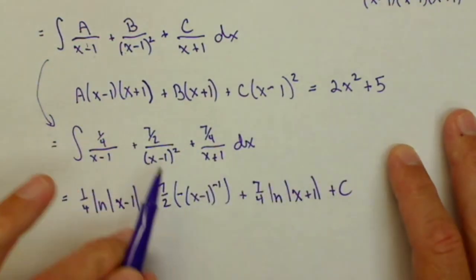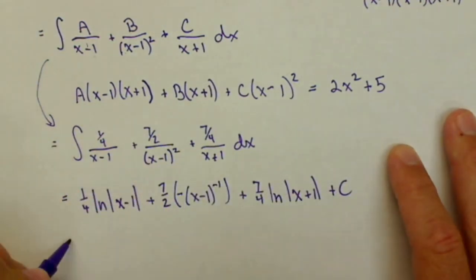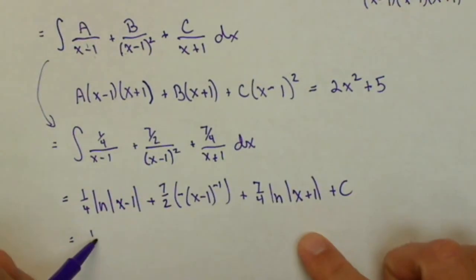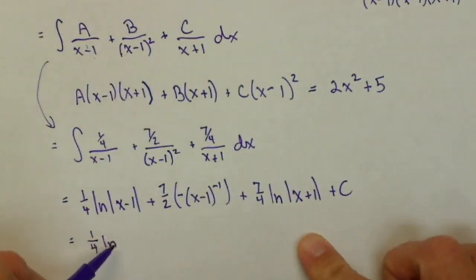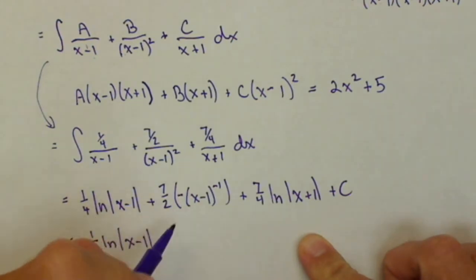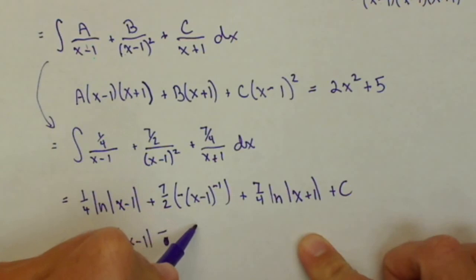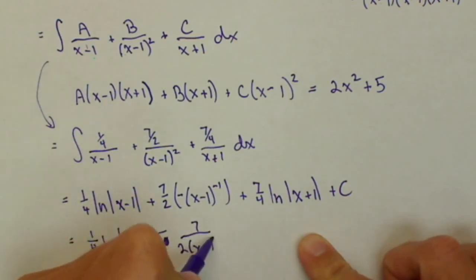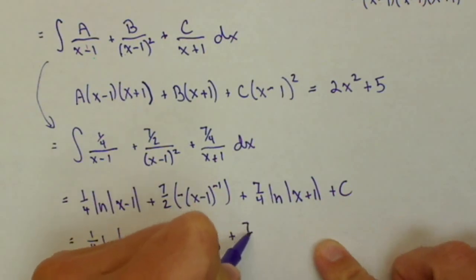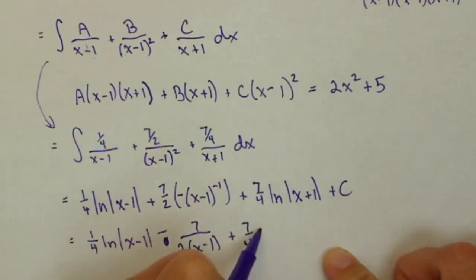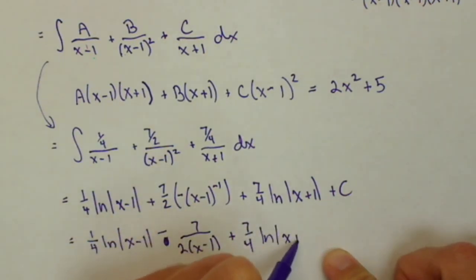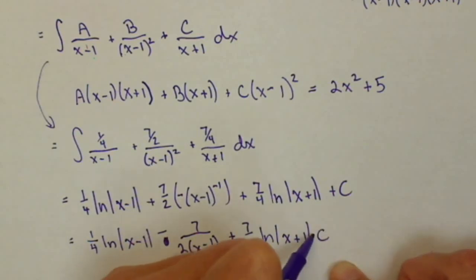I know I went a little quick through that one, but go ahead and double check that and you'll see where that came from. So I'm not going to worry about simplifying the logs in this one, but we will rewrite this guy. Sorry, that should be minus 7 over 2 times x minus 1 plus 7/4 times ln of x plus 1 plus c.